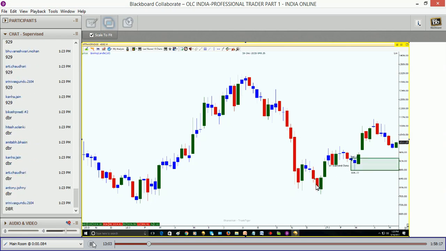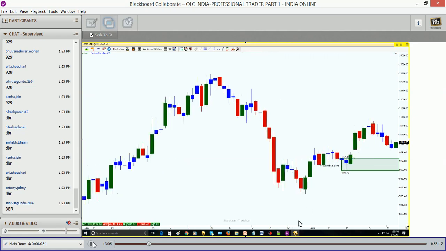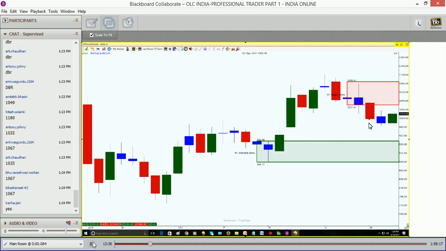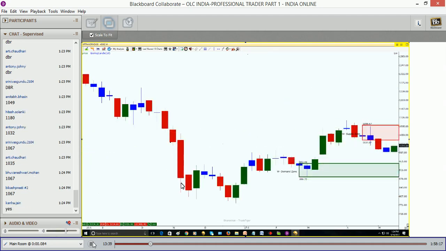Perfect, friends. Where can you see my closest supply? 1032, 1180, 1067. Don't miss this out, friends. This would be your closest supply. This level over here, drop base drop, is your closest supply. I know there is an explosive move over here and that is why your eyes went to this. But the closest one is located over here.